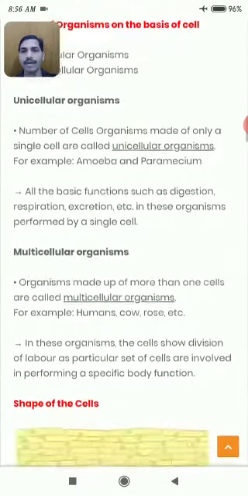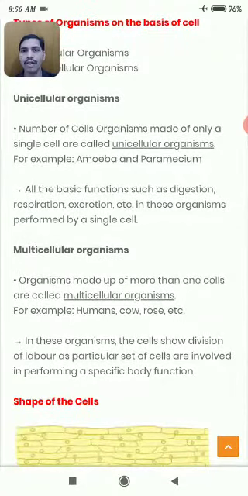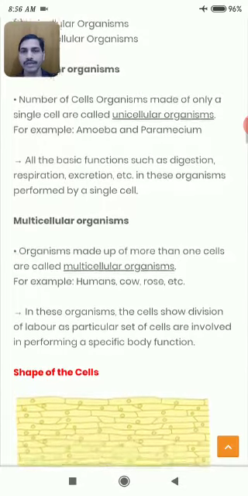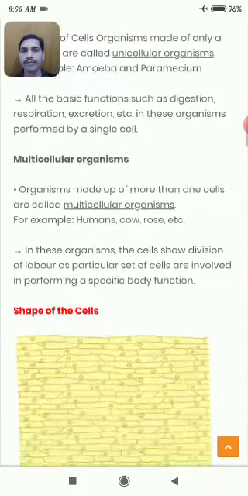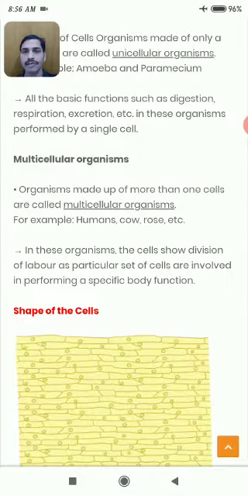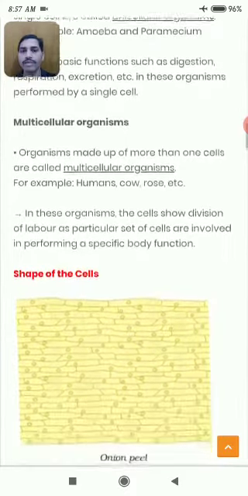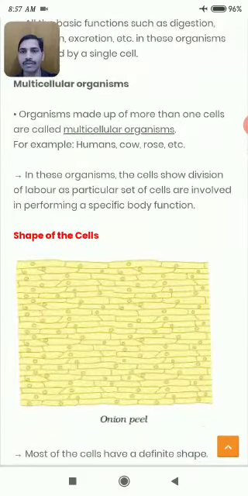Example: amoeba, paramecium. All the basic functions such as digestion, respiration, excretion, etc. in these organisms are performed by a single cell. And organisms made up of more than one cell are called multicellular organisms. Example: human, cow, rose, etc. All the higher organisms are multicellular organisms, and all the lower organisms are unicellular organisms.